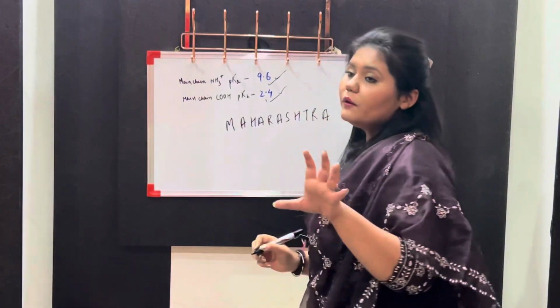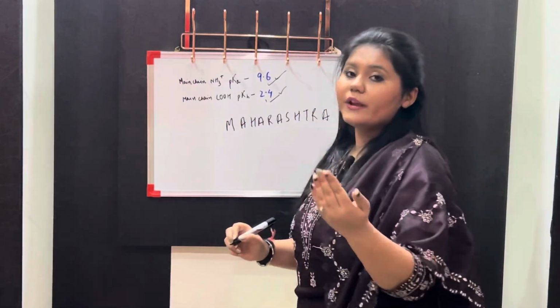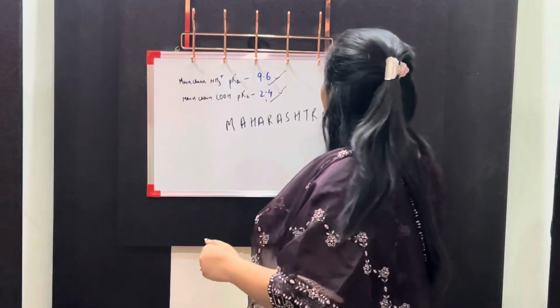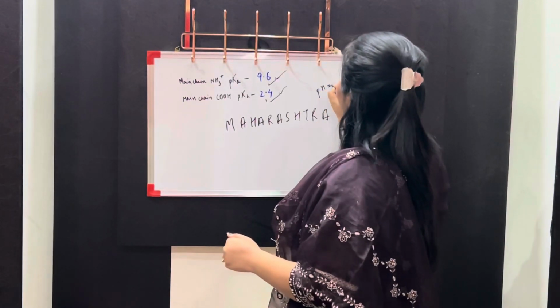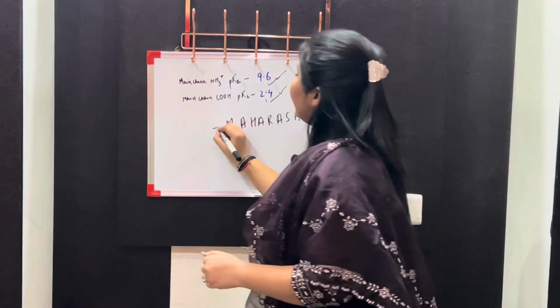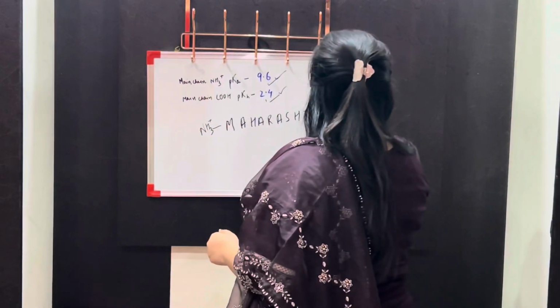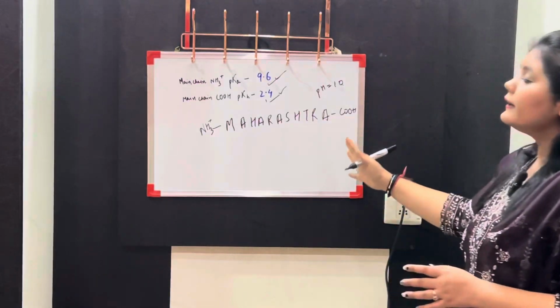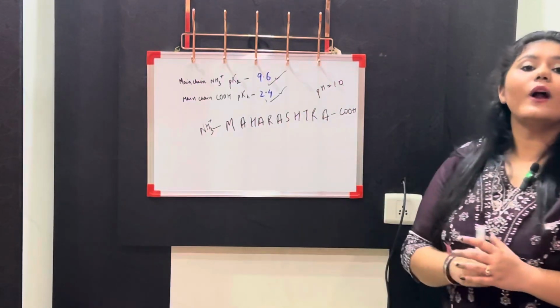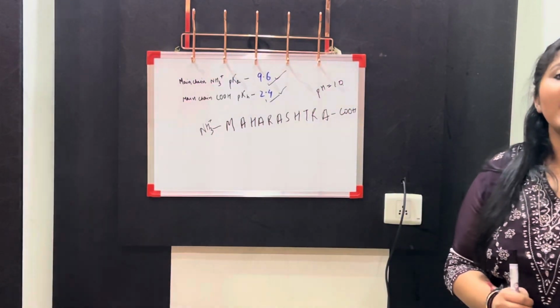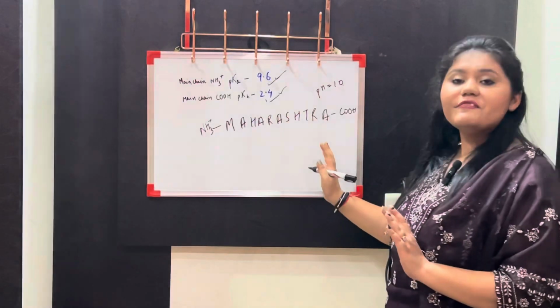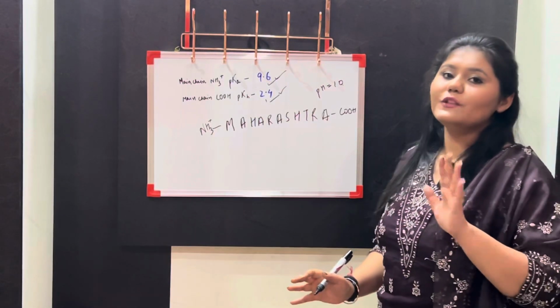So I'll give you a question, so you have to solve it for me. I'm saying that at pH 10, what will be the net charge on this peptide? Calculate it for me and give the answer. So note it down. On Maharashtra, what will be the net charge on the peptide at pH 10? I hope you have taken the screenshot and noted it down and solved it on your own. Let's solve it now.